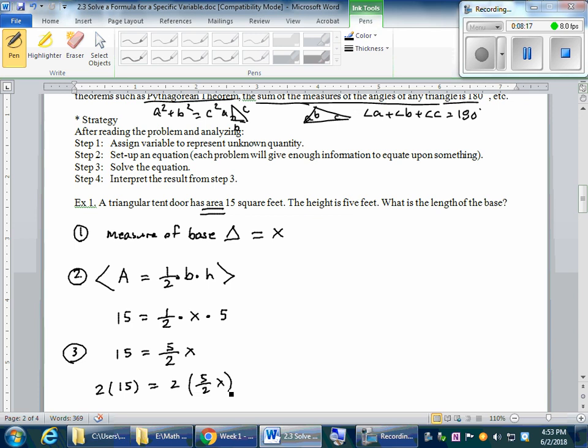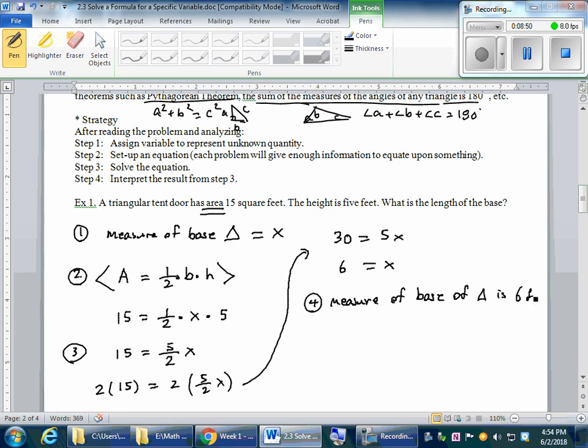So that gives us 30 is equal to 5x. And finally, you divide both sides by 5, which will become 6. So x is representing the base of the triangle. My last step is interpreting the measure: the base of the triangle is 6 feet. That would be my final answer.